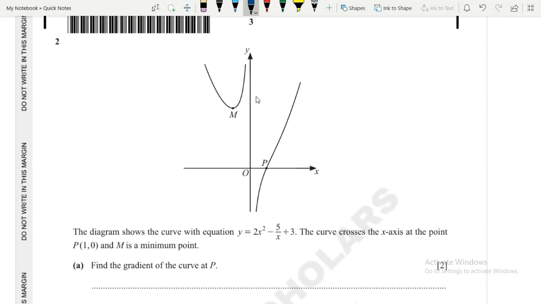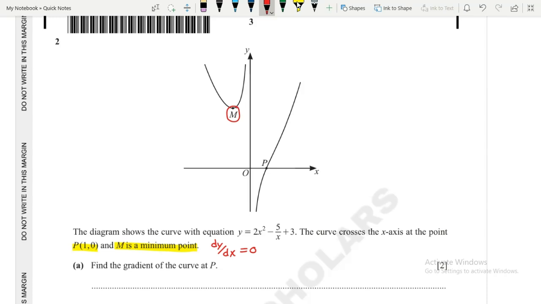The second question says that the diagram shows the curve with the equation y is equal to 2x squared minus 5 over x plus 3. The curve crosses the x-axis at the point P, which is 1, 2, and M is the minimum point. So what do they mean by the minimum point? That here the dy by dx will actually be equal to 0, and this is actually the M point.